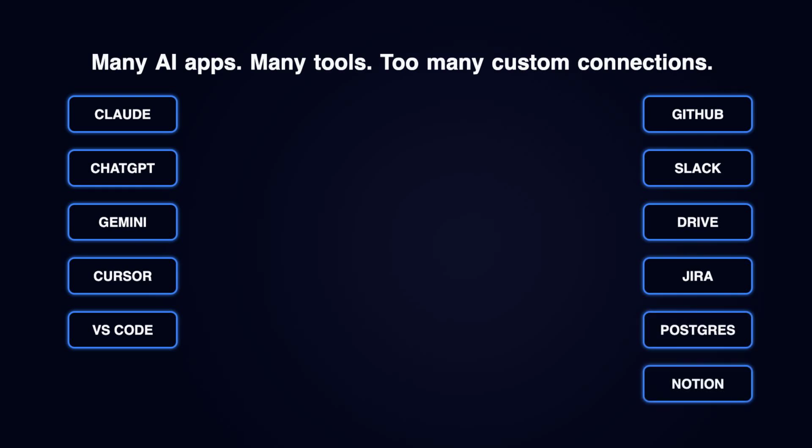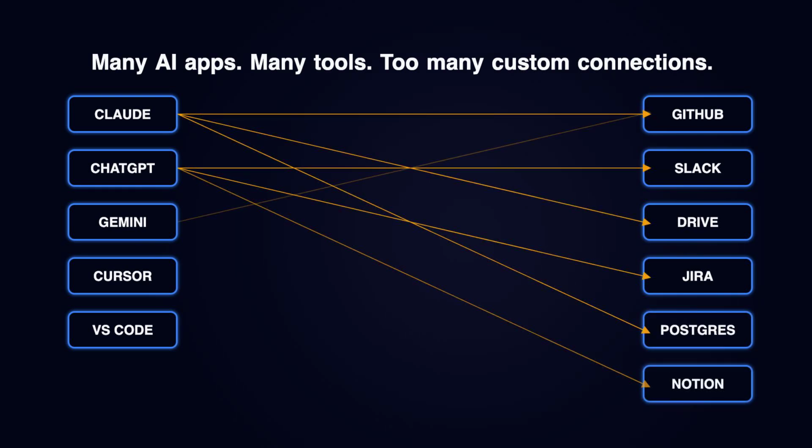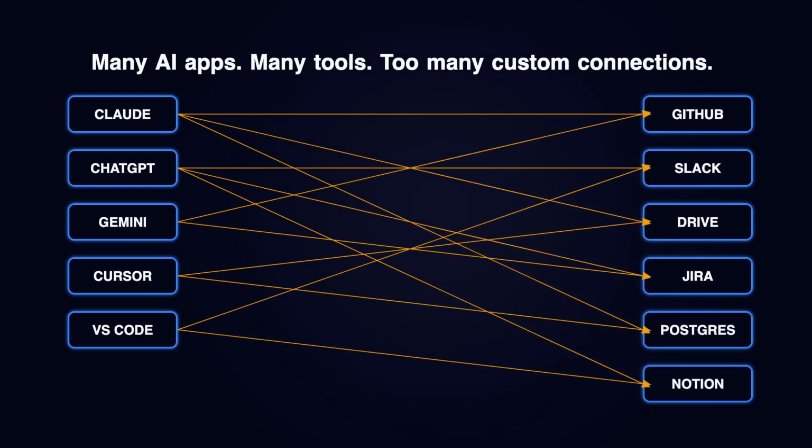Imagine you're building your own AI assistant. You want it to work with GitHub, Slack, Google Drive, Notion, Jira, and maybe even your company's internal database. Without MCP, you have to integrate each service separately. That means reading different documentation, handling different authentication methods like OAuth or API keys, learning different request formats, and maintaining separate code bases whenever an API changes.